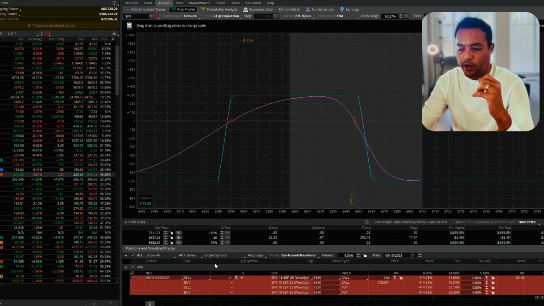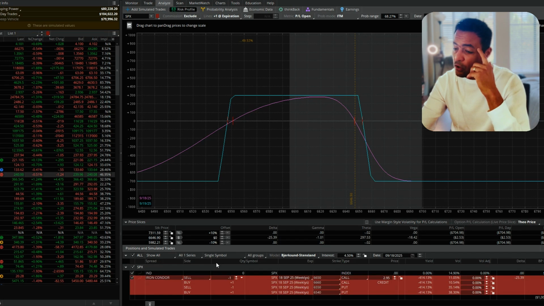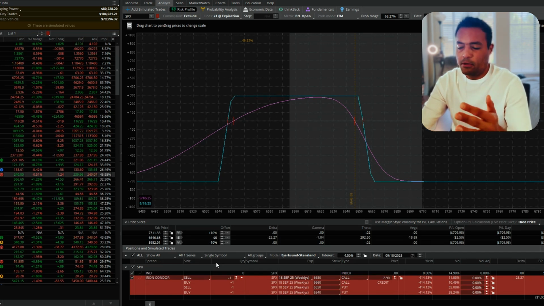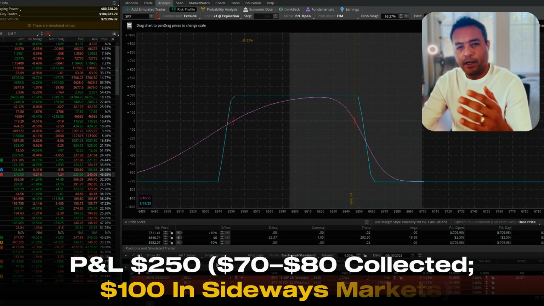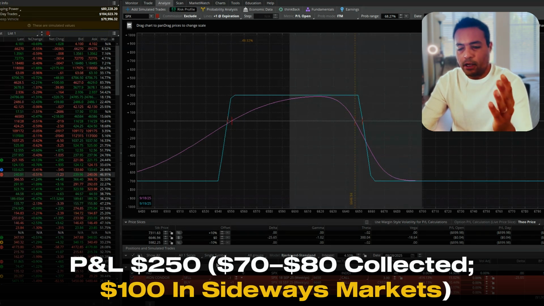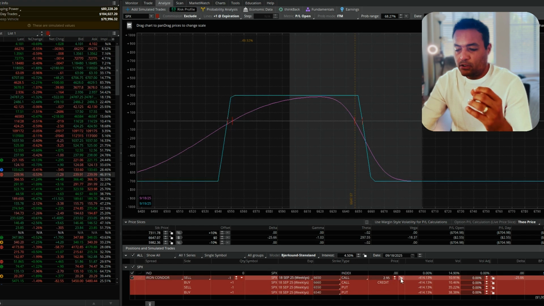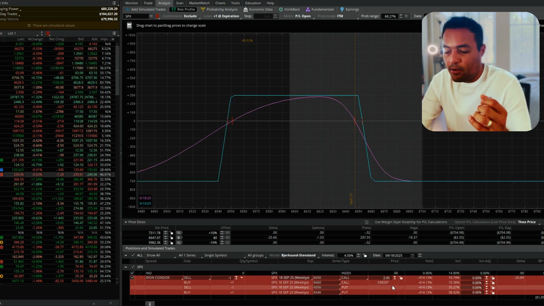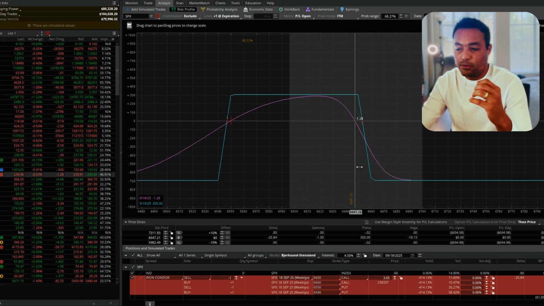I would have closed this trade at 25% max profit. So out of the $250, I would have probably collected, I don't know, maybe $70, $80, maybe $100 if the market was not going anywhere. And then I would have just looked at another day. But look, this was at 6 o'clock, and it's 3 hours in. The market hasn't breached my upside.